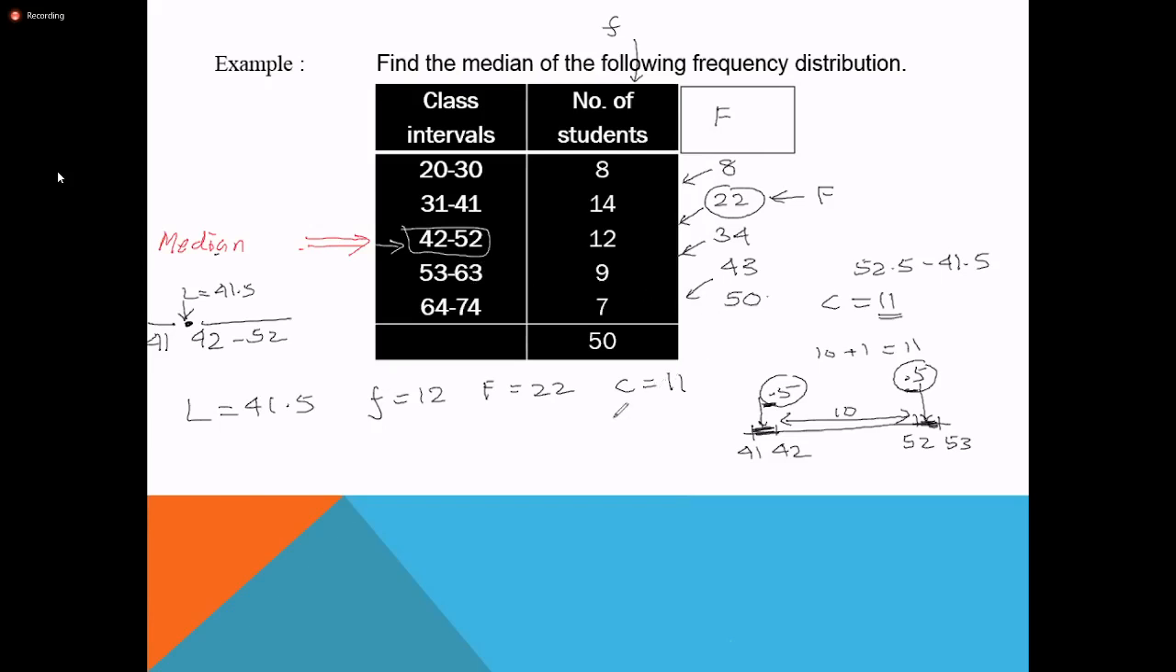Right. Now what is the n value? N is 50. Now you can use the formula here. The formula is: the median is equal to L plus a formula. This is a common general formula. The class size is multiplied by a ratio. This ratio is given by n over 2 subtract capital F, divided by simple F.